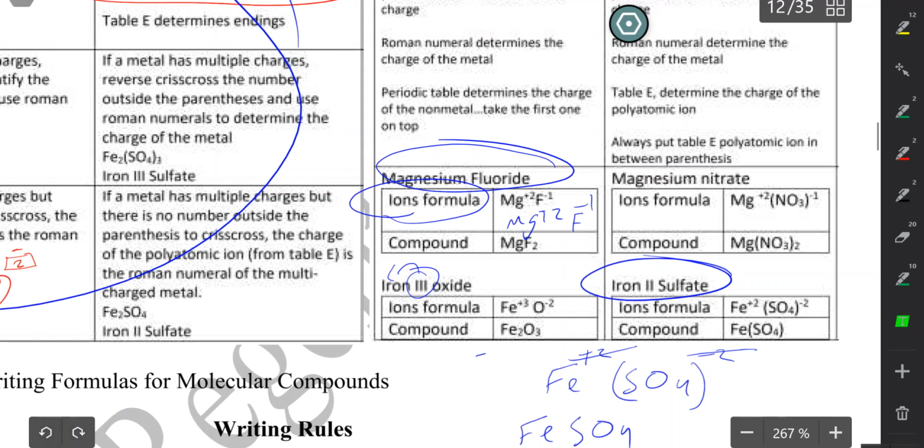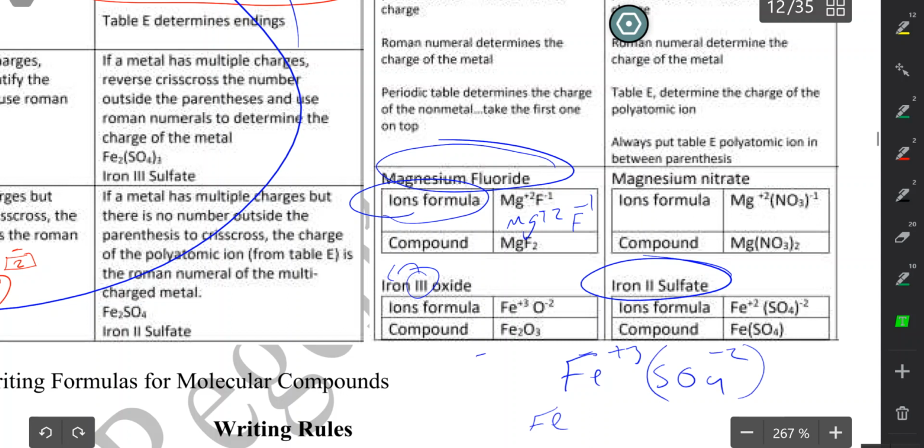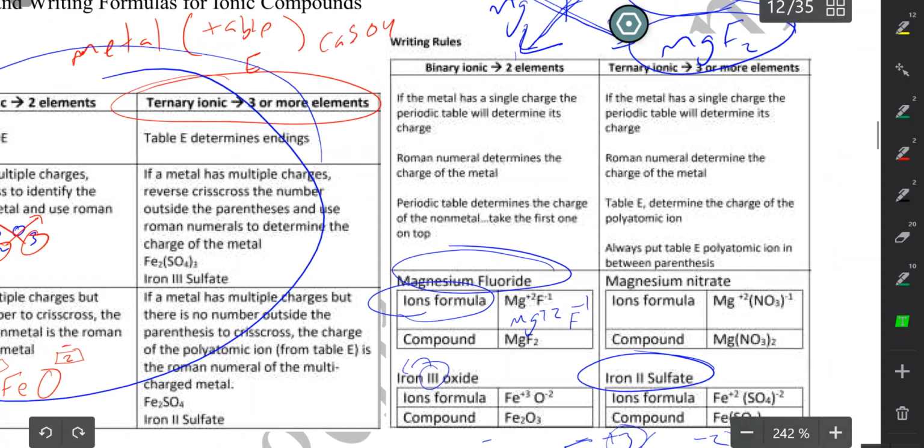If you had iron 3 sulfate, so let's say you had Fe +3 and sulfate -2, then when you crisscross, you're going to get Fe2. Use a parenthesis because now your 3 is actually going to go to the SO4. It's not going to go to the O. It's not going to go to the S. Your 3 is now going to go to the SO4. So you're going to get Fe2(SO4)3, 3 of the SO4. Okay? So that's how we write formulas for ternary compounds.